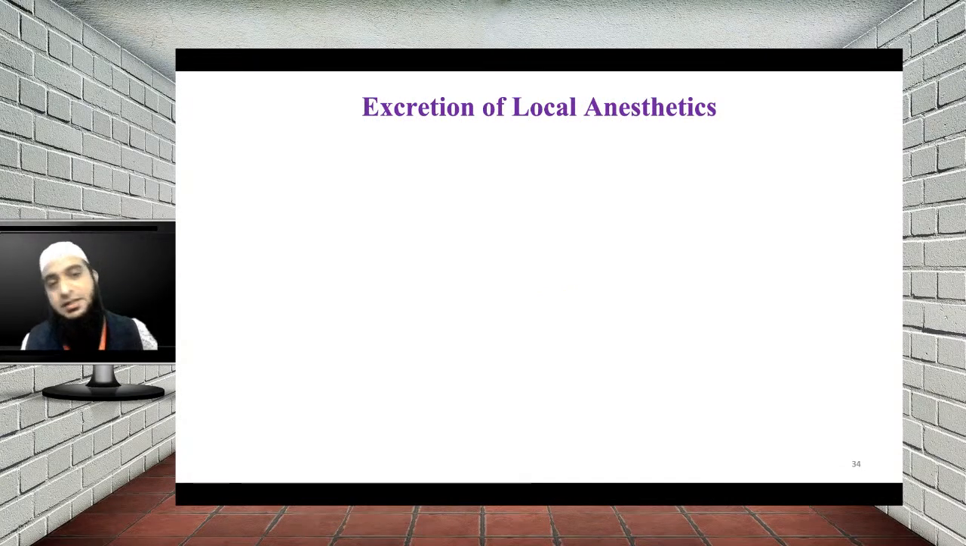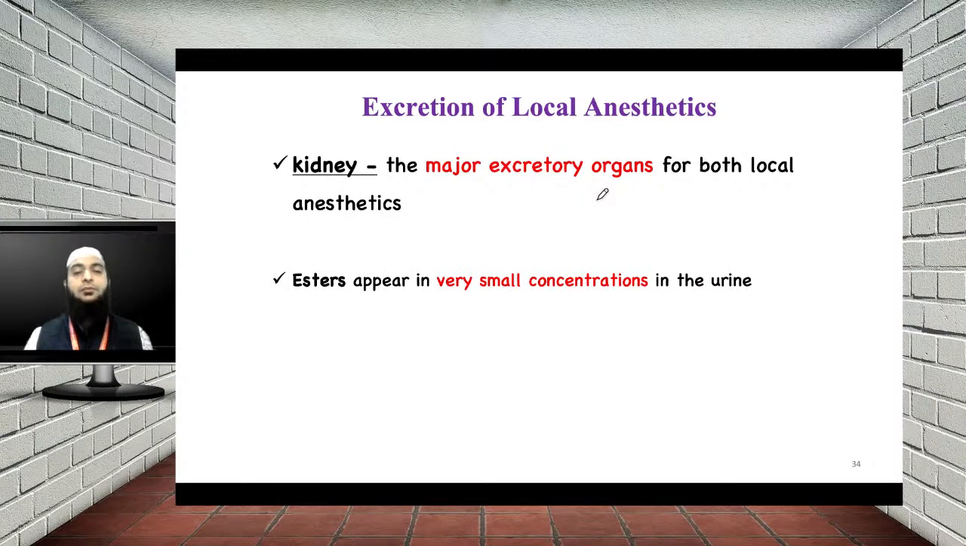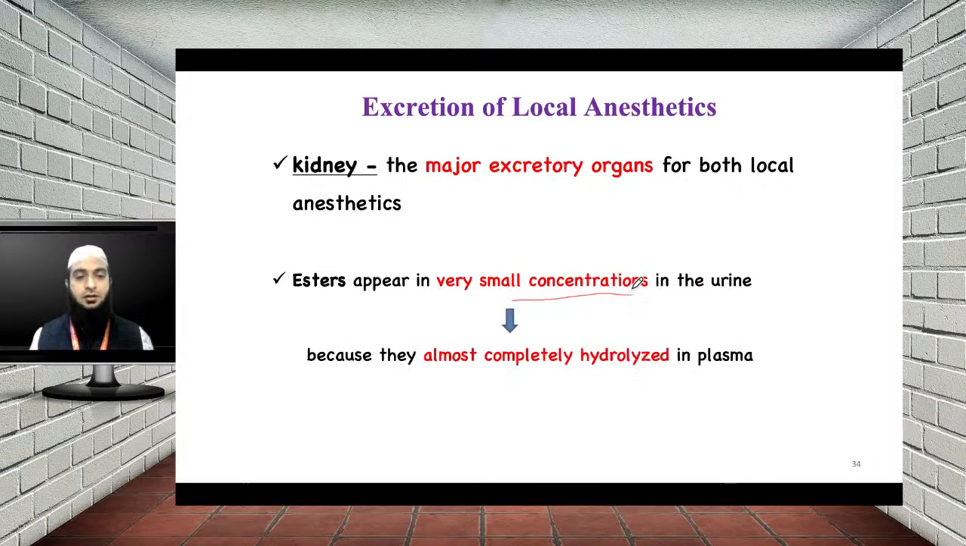Next and last portion is the excretion of the local anesthetics. Obviously if the drug enters the systemic circulation, then it is excreted majorly through the kidney. So the major excretory organ is the kidney for both amide as well as ester local anesthetics, right? But in case of ester, it appears in very small concentration in the urine, because it is almost completely hydrolyzed in the plasma. We have seen that ester local anesthetics undergo hydrolysis by the pseudocholinesterase enzyme, and when they go into the liver, they are metabolized by the esterase enzyme.